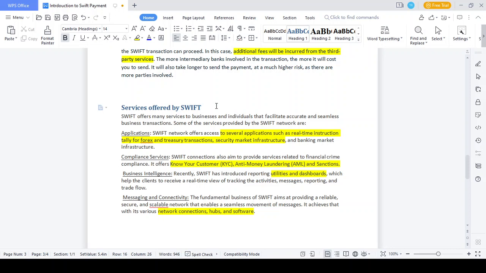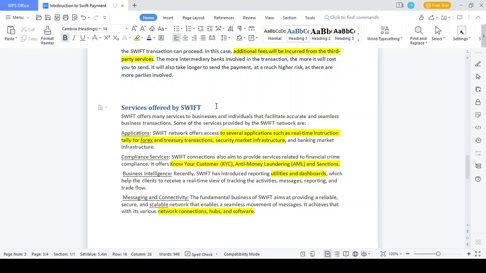Compliance services: the SWIFT network can easily connect with KYC, because we can do KYC, anti-money laundering, and OFAC. It's connected with all the systems. Business intelligence: suppose you transfer money, the SWIFT network can show that report also.